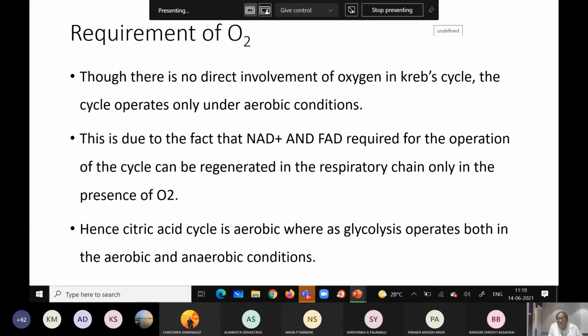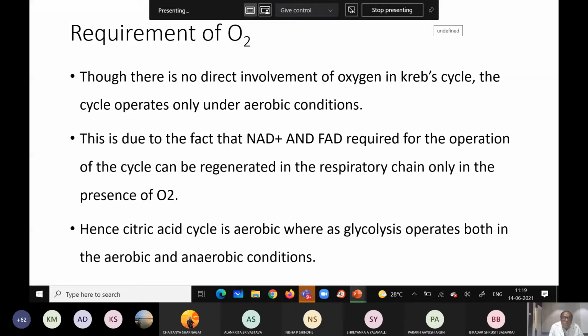And another thing is the requirement of oxygen in this cycle. Though there is no direct involvement of oxygen in the TCA cycle, this cycle completely operates in aerobic condition.